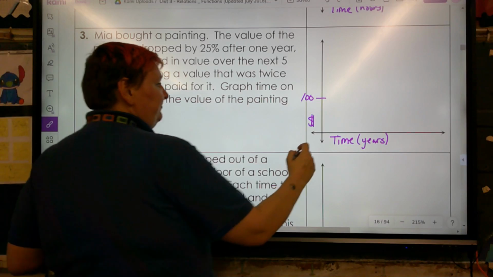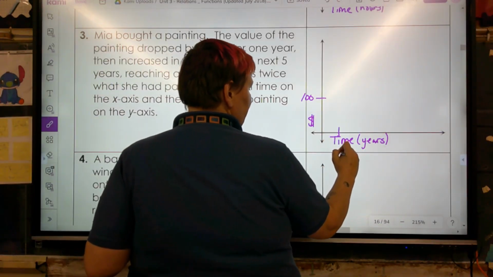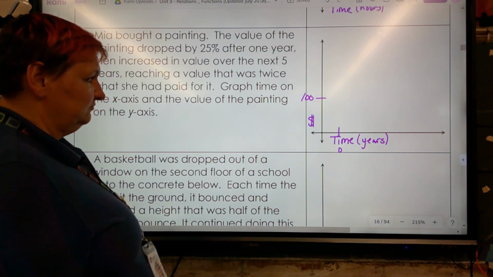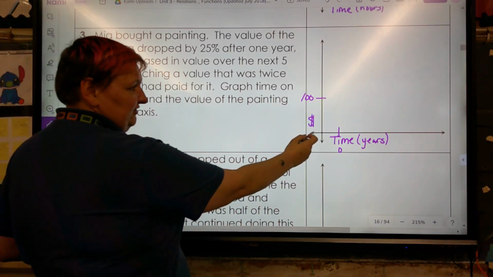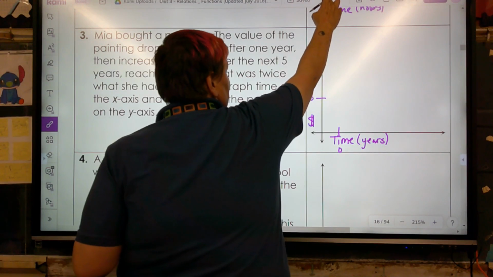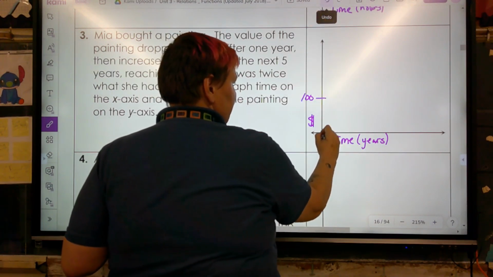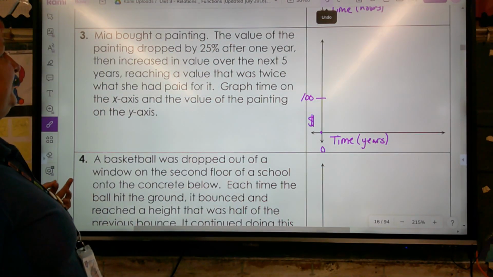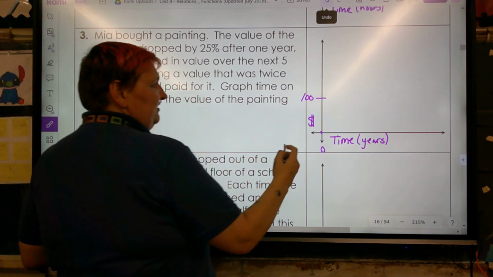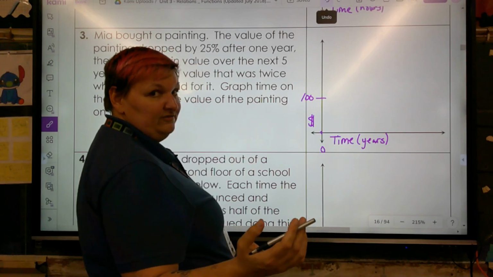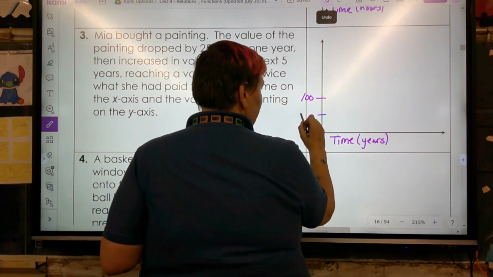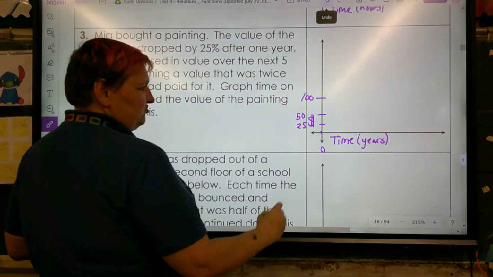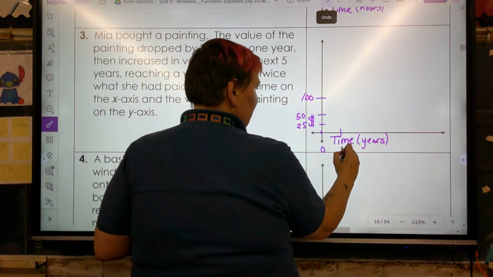And then our time, this is when she originally bought it, so that's at 0. Actually, 0 should be here. Let's do that, because that's where 0 is, your origin. That's when she originally bought it. And then it says it dropped 25%. 25% of a dollar is 25 cents. So let's break it down into 50 and 25. Because we know it's going to drop here after 1 year. 1 year.